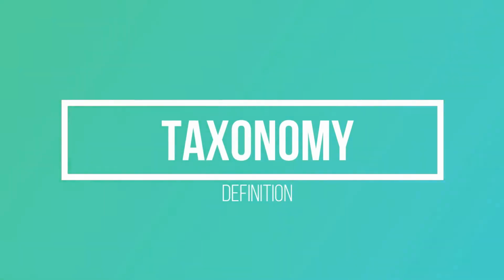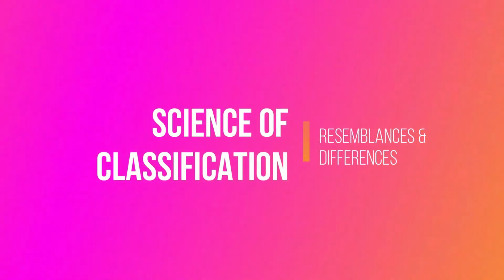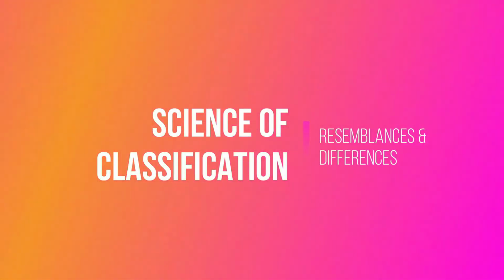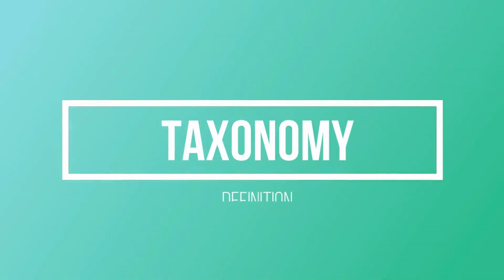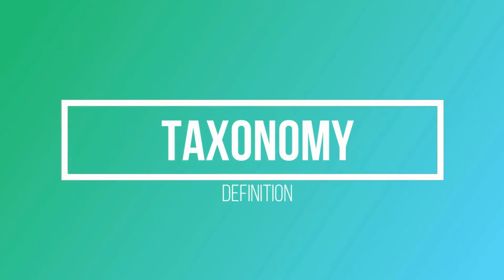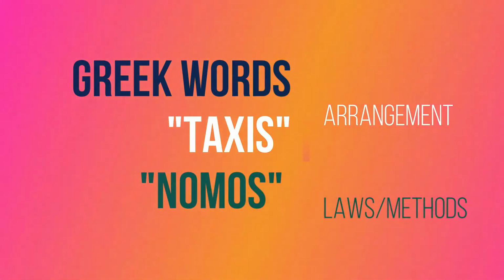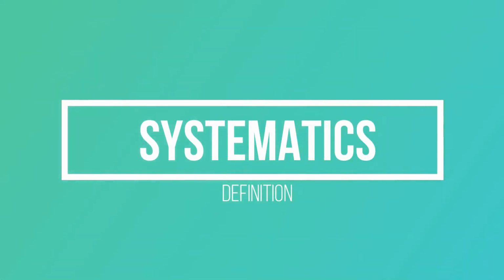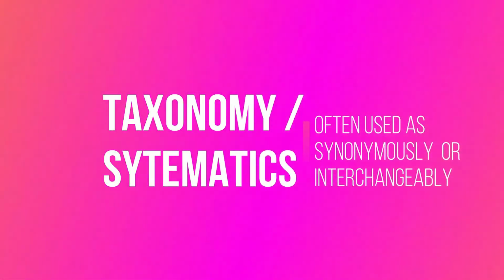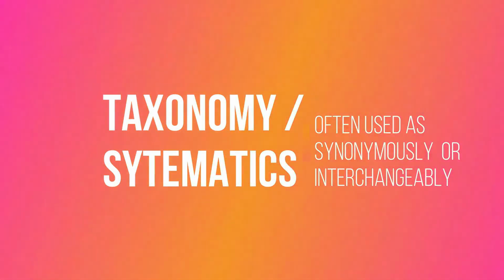But what is equally important is to know what is taxonomy. Well, in biology, the science of classification of organisms according to their resemblances and differences is often defined as taxonomy. Now, the term taxonomy is basically derived from the two words taxis, meaning arrangement, and nomos, which means laws, or in other words, methods. Now, there is another term called systematics, which is often used synonymously or interchangeably with taxonomy, where a proper delineation between the two is extremely difficult.